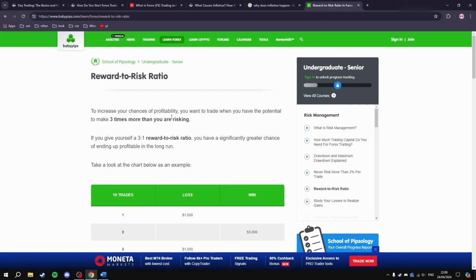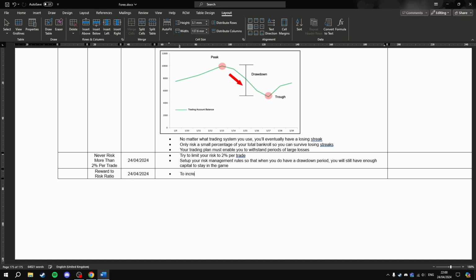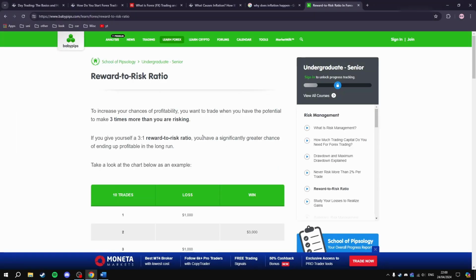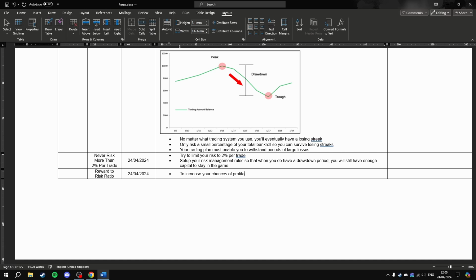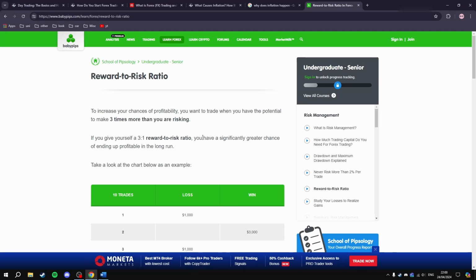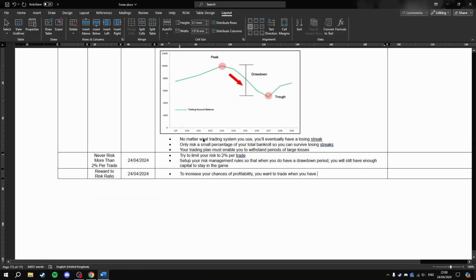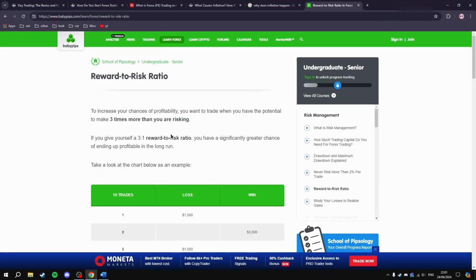So, to increase your chances of profitability, you want to trade when you have the potential to make 3 times more than you are risking. So if you're risking £1, then you want to make £3, ideally.